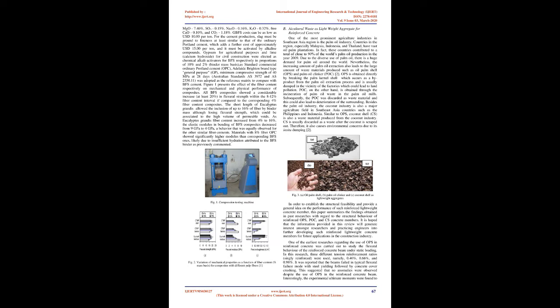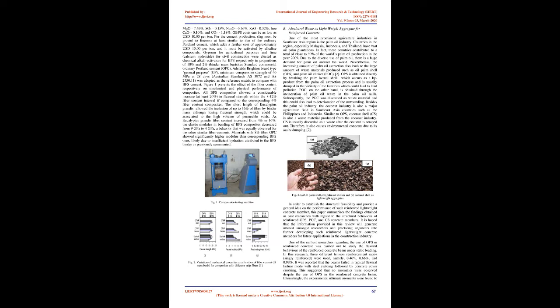For the cement production, slag must be ground to fineness at least similar to that of the ordinary Portland cement, which adds a further cost of approximately $15 per ton, and it must be activated by alkaline compounds.